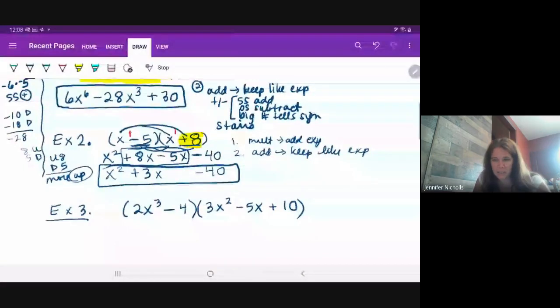Anyone see what the difference is? That was such a good way to explain that, Brianna. Yes, there are 3 terms in the second parenthesis.